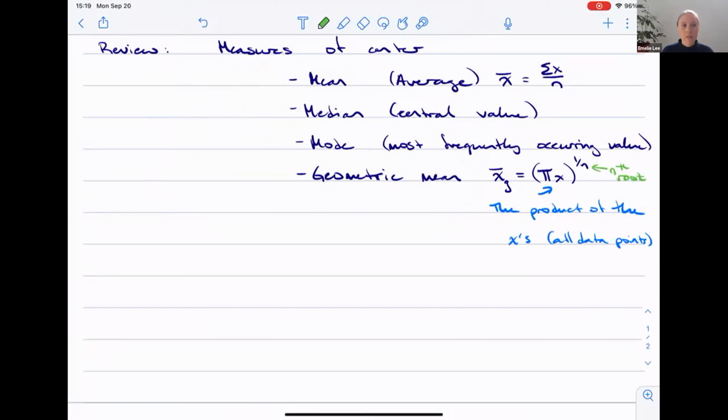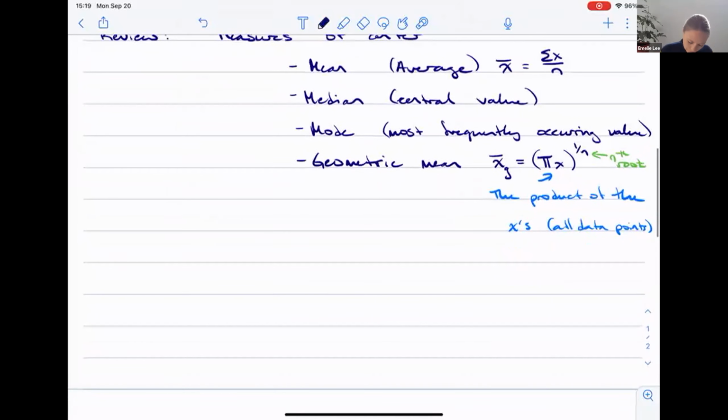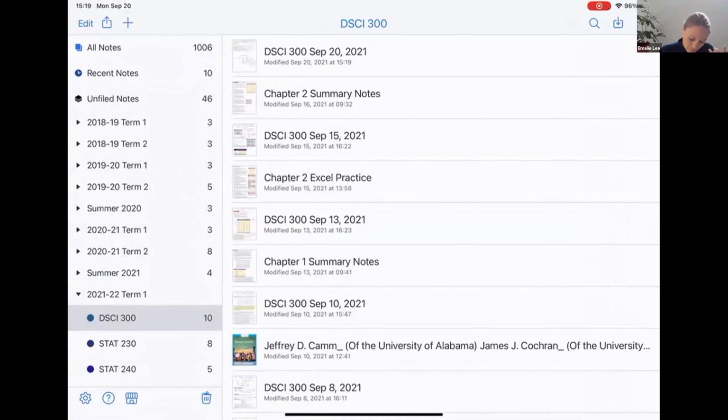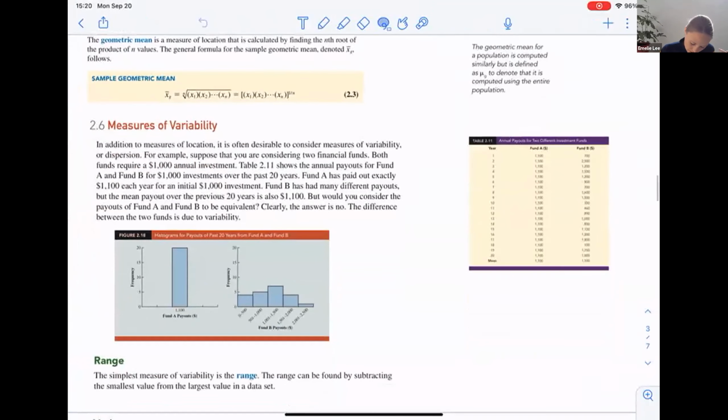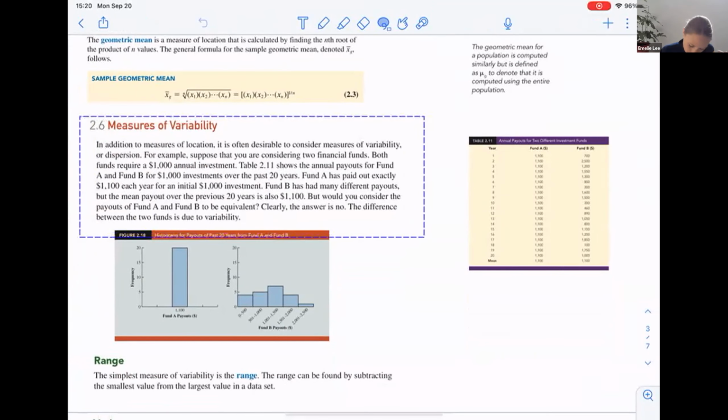Okay. But again, software is just going to do that calculation for you, right? But it's good to have an idea of where it came from. Okay, so that's kind of all we need to do for review for today, because now we want to talk about measures of variance or variability. Okay, so still in the chapter 2 notes, we're going to talk about measures of variability.